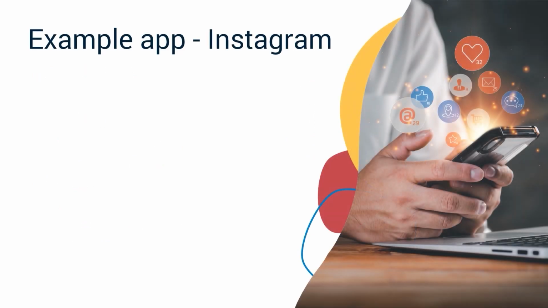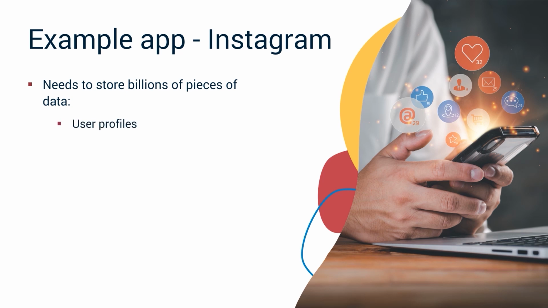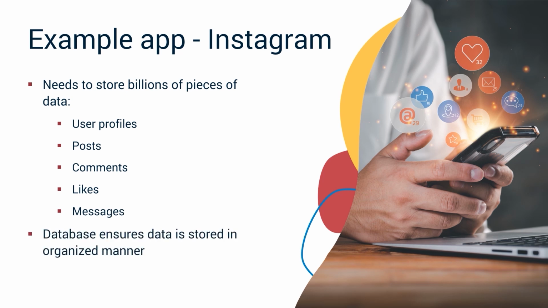To illustrate this, let's take a social media app like Instagram. It needs to store billions of pieces of data, including user profiles, posts, comments, likes, and messages. A database ensures that this data is stored in an organized manner, so the app can display your feed quickly and accurately every time you open it.